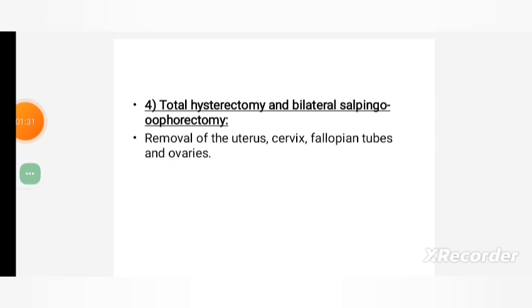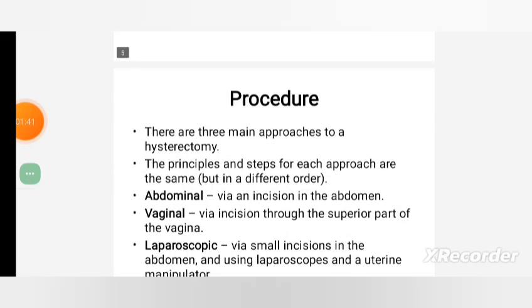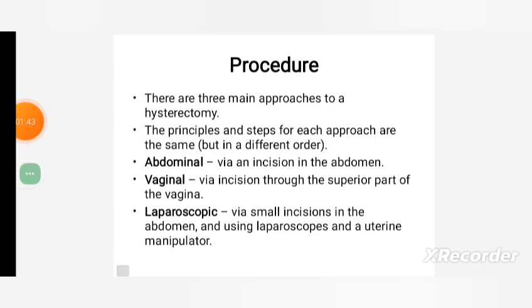Total hysterectomy and bilateral salpingo-oophorectomy is removal of the uterus, cervix, fallopian tubes, and ovaries. Procedure: there are three main approaches to hysterectomy. The principles and steps for each approach are the same, but in a different order.